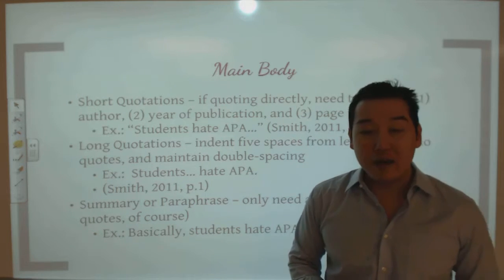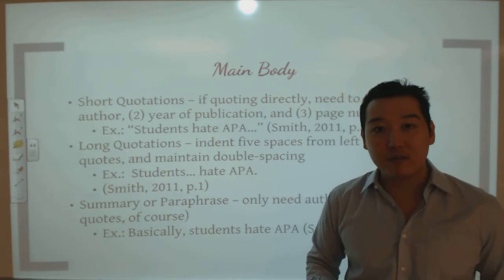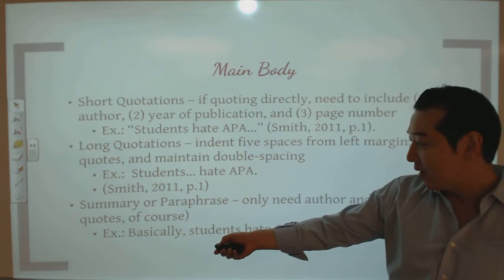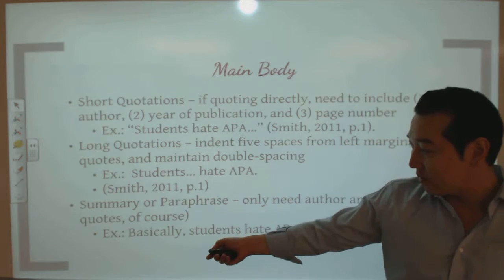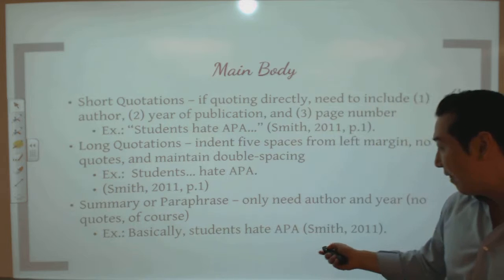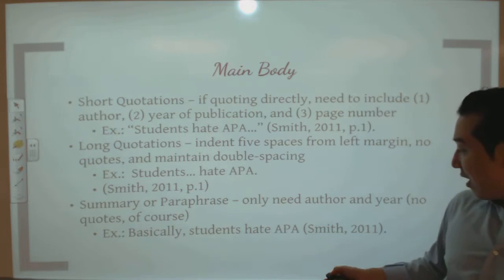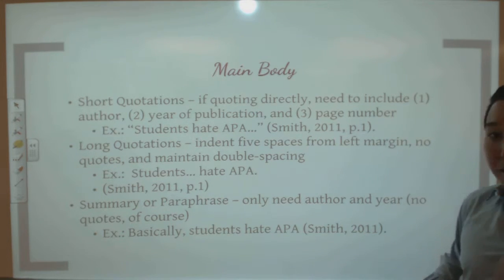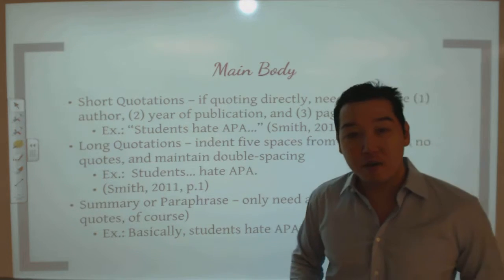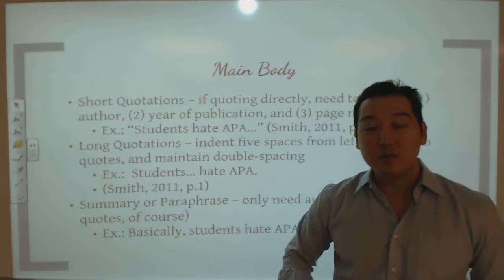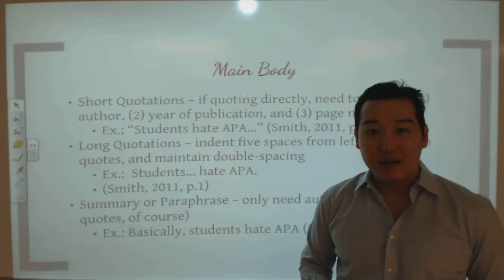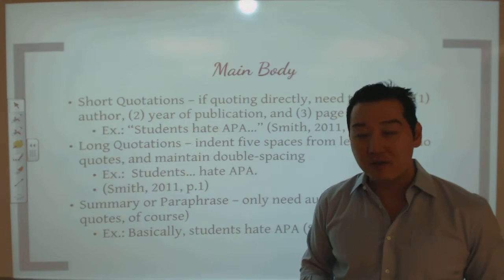And then finally, it's my preference that you paraphrase as much as possible. And so you're going to go ahead and paraphrase whatever it is that you want to say. So this is an example that I give, basically students hate APA, if that's the paraphrase. And then, of course, in parentheses, once again, you have the author's last name and then the year of publication. And notice that you don't have a page number necessarily for paraphrasing. The APA rules say basically that you may include the page number, but that it's not necessary. So it's up to you whether you want to include the page number or not.